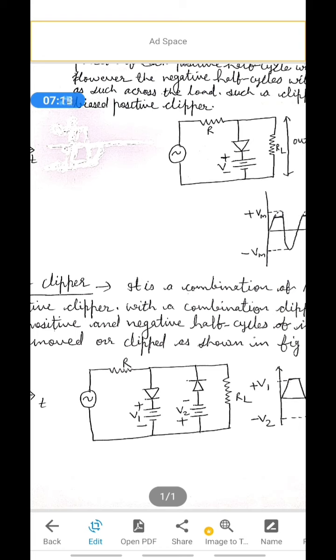On the other hand, during the negative half cycle, the diode D2 will conduct heavily and the output stays at minus V2 so long as the input voltage is greater than minus V2.